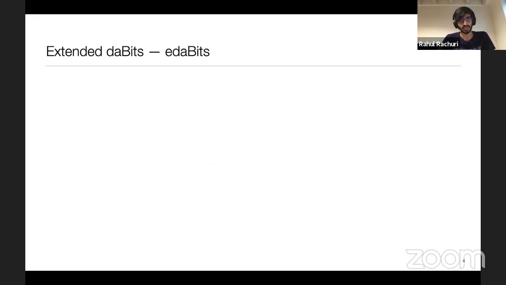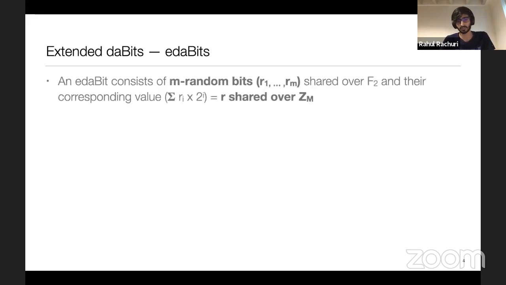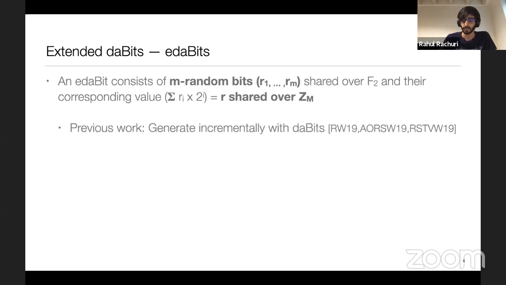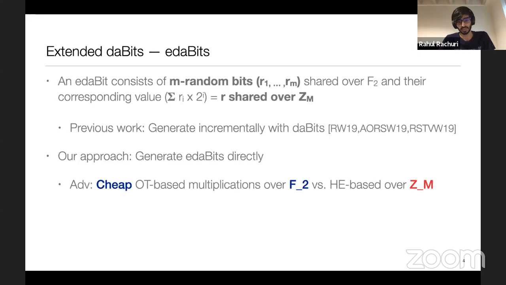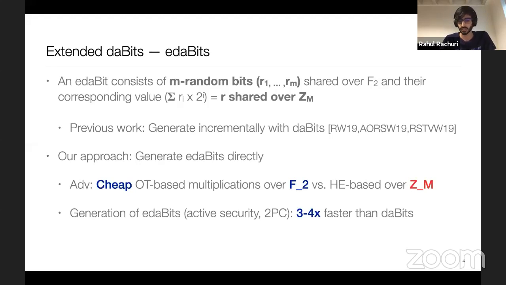So an EDA-bit is an extended daBit. It consists of m random bits, which are shared over F2, and their corresponding value shared over Zm, where m is either a prime order field or a ring. EDA-bits were previously generated incrementally with daBits, where we first batch produce a large number of daBits and combine them to make an EDA-bit. Our approach was to instead generate EDA-bits directly. And the advantage of doing so is that we can use cheap OT-based multiplications over F2 instead of more expensive homomorphic encryption-based multiplications. As a result of this, if we consider the active security case with 2 parties, we are up to 3 to 4 times faster than Dabits.